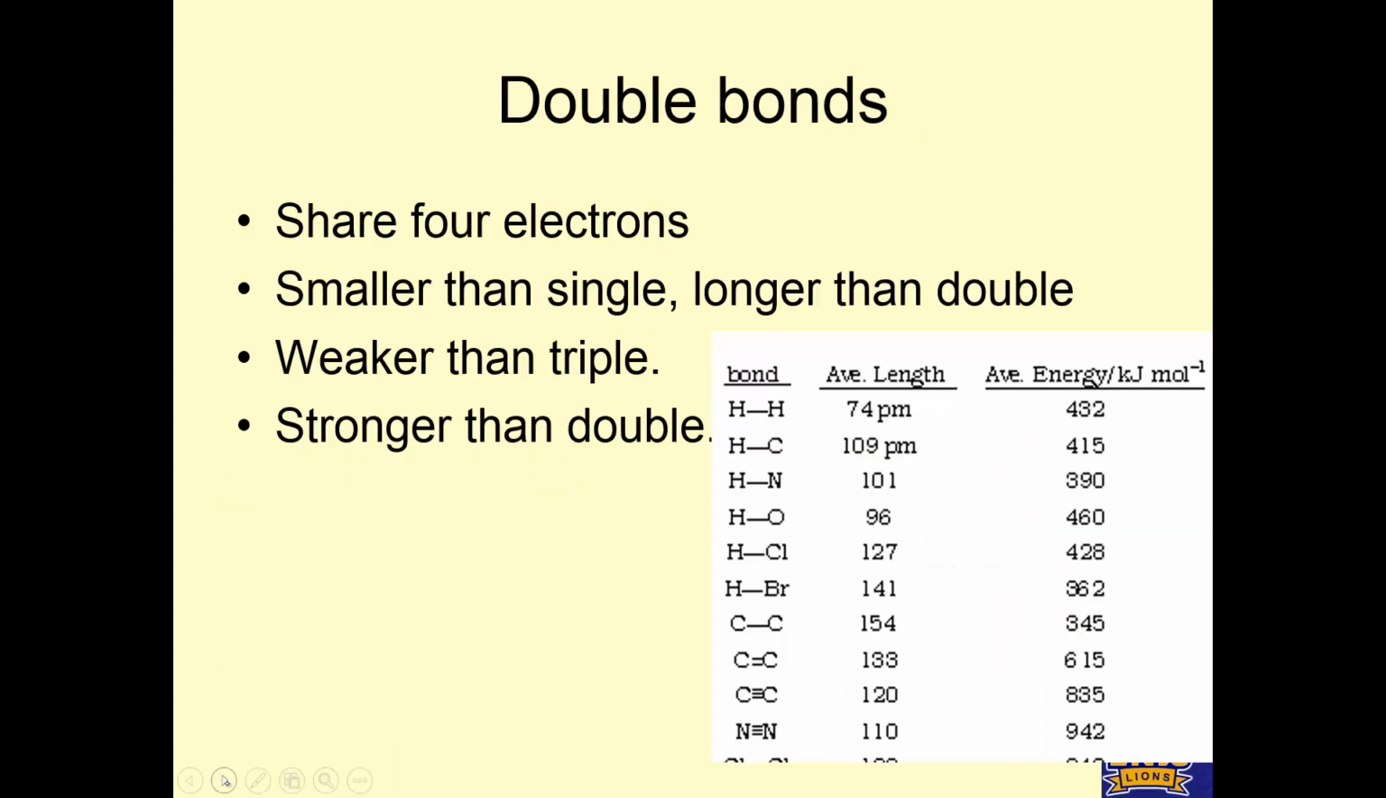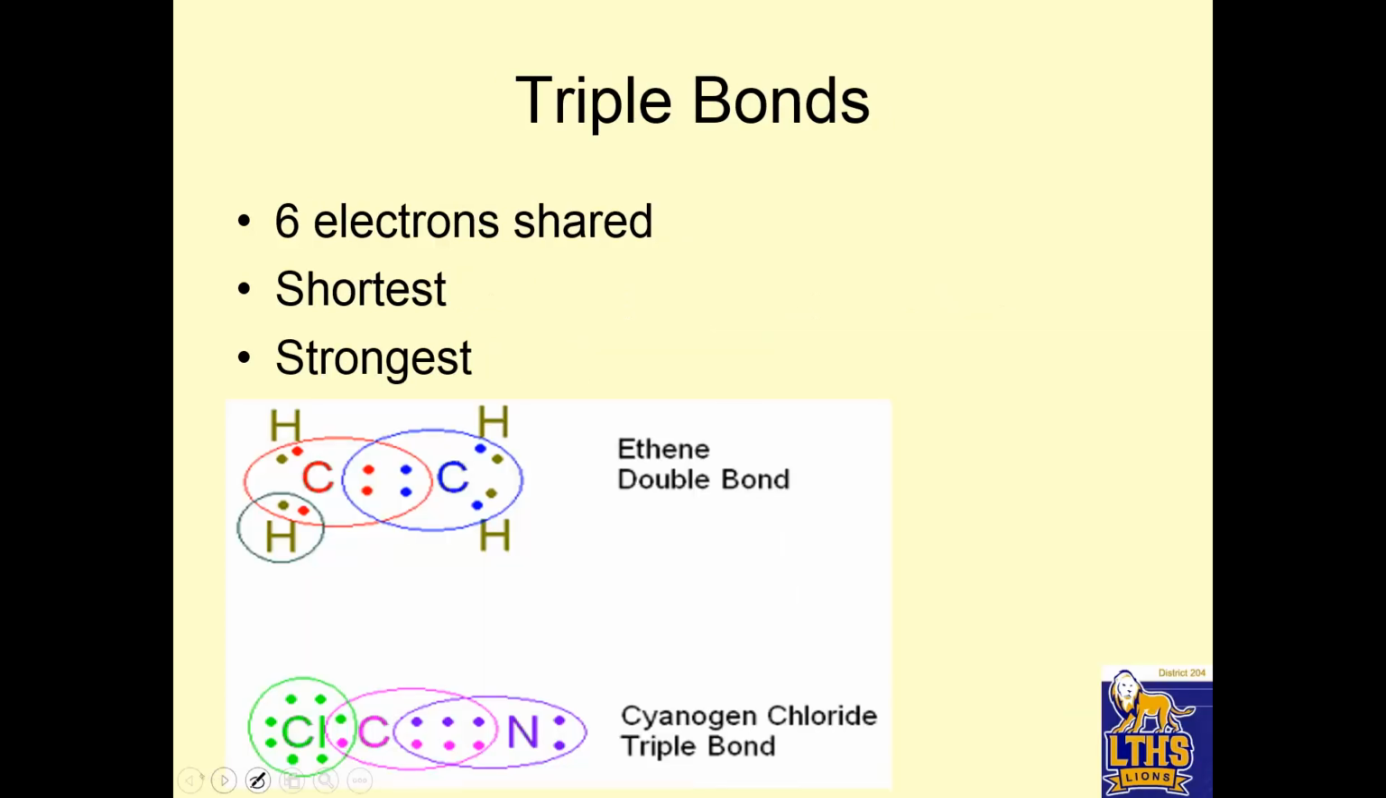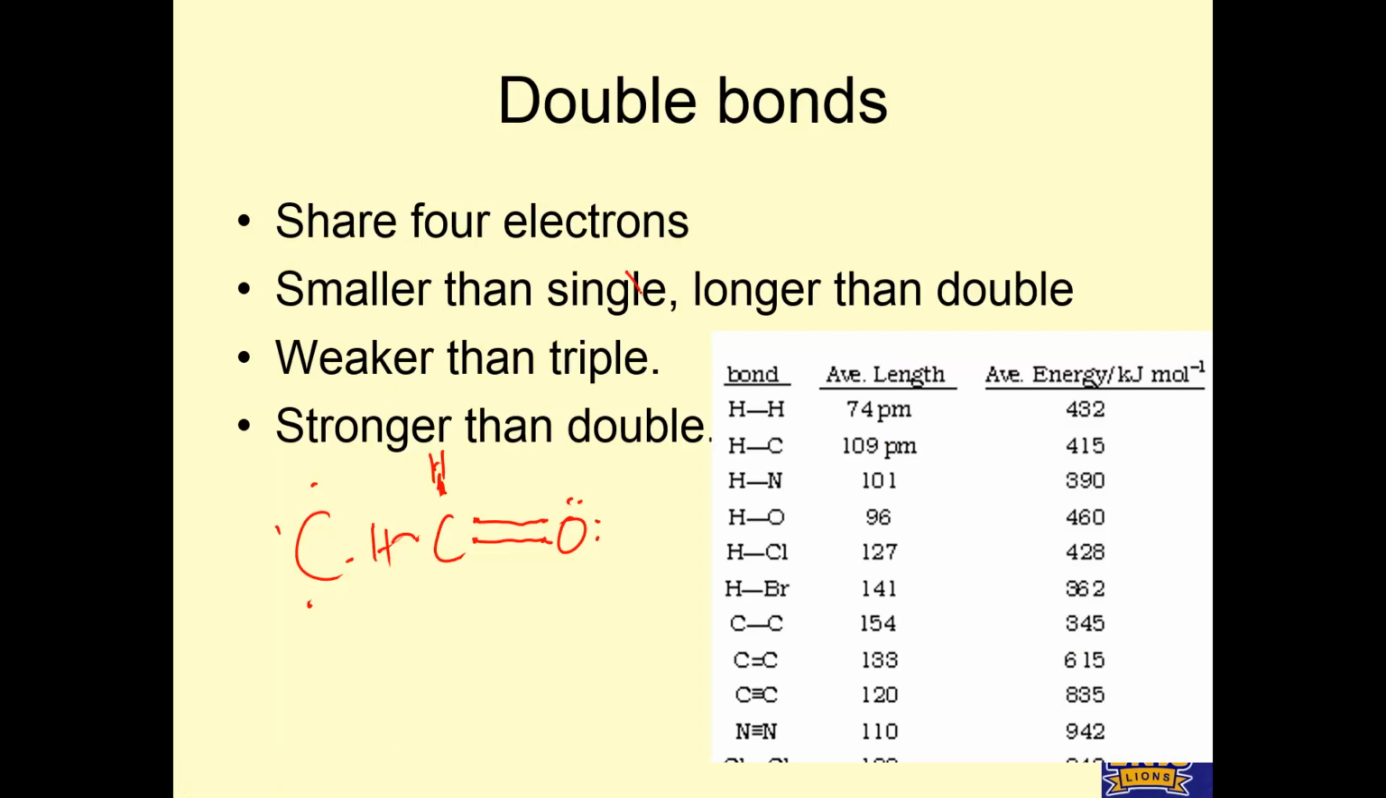Double bonds share four electrons. So what that would look like is if I had carbon and started out with this, carbon can put two electrons right here. And then if I had oxygen with two electrons right here, I can share them, and then throw something else on the end here. They're shorter than single, but longer than triple. They're weaker than triple. And they're stronger than single. Sorry. That's it.